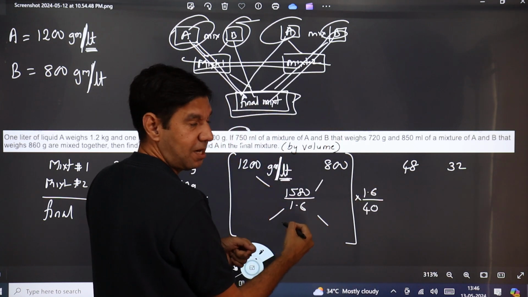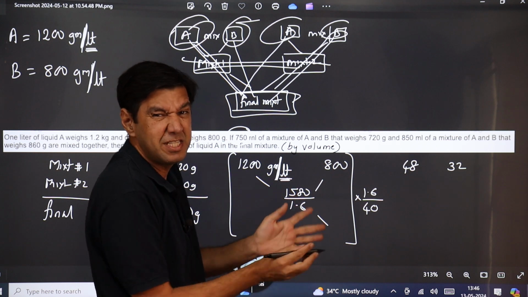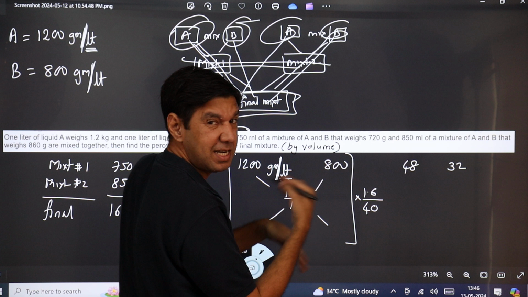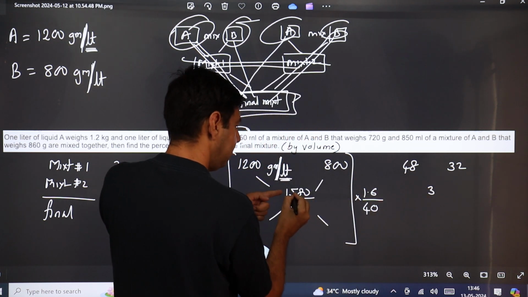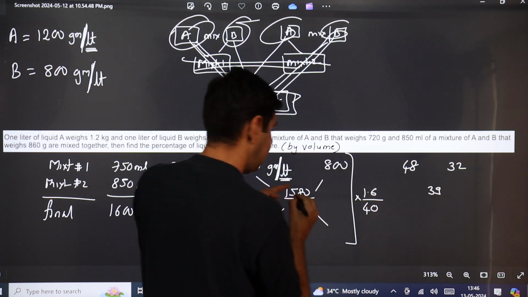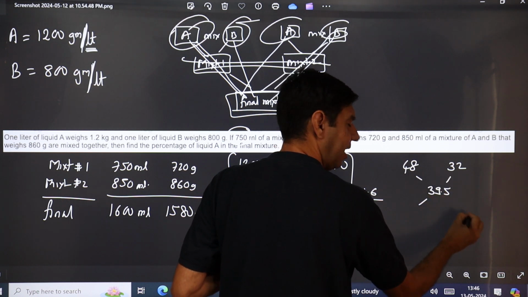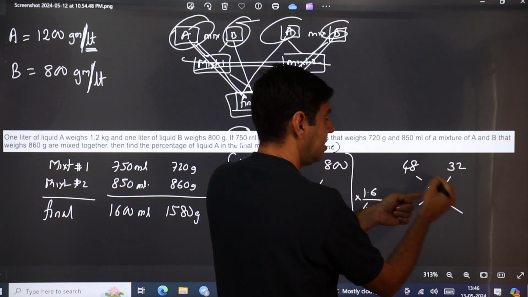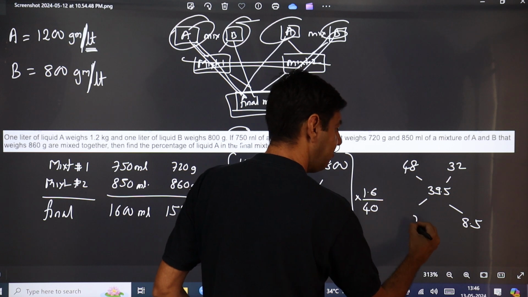1.6, 1.5 cancel, 0, 0, 158 by 4. Oh, that's not divisible, but it's okay. You can't really anticipate everything. So 4 3s are 12, 38. 4 9s are 36 and a 2 left over, which will be this. Still, it's not very difficult, no? So 39, let's say 40, this is going to be an 8.5. 32 to this is a 7.5.